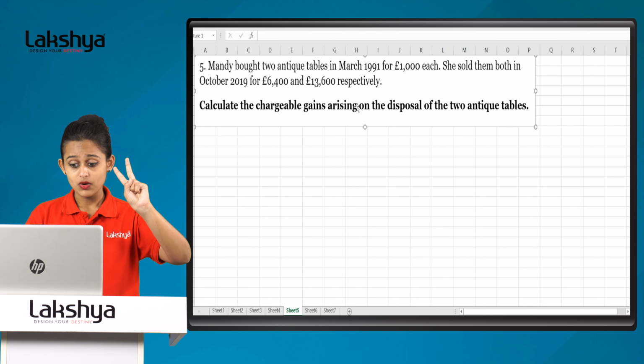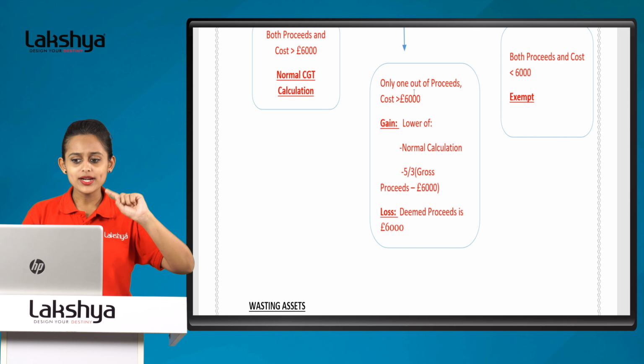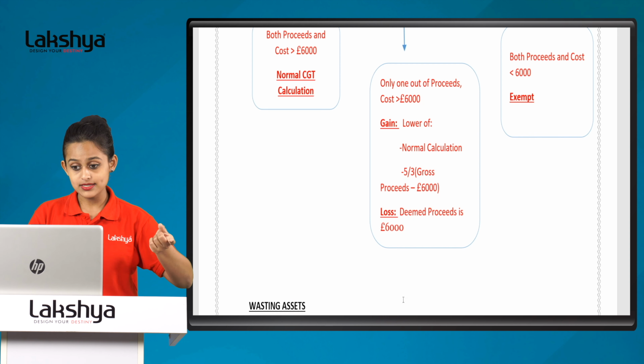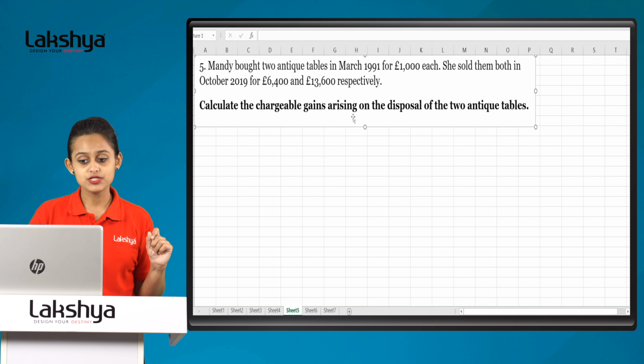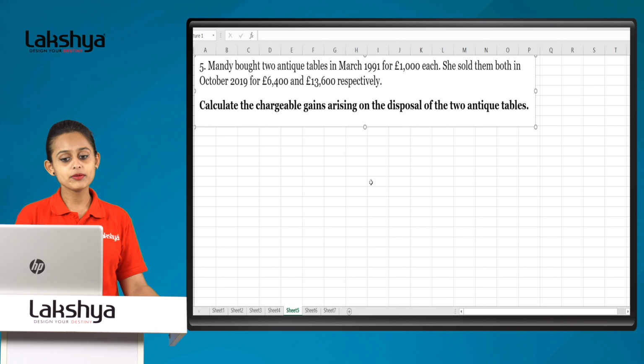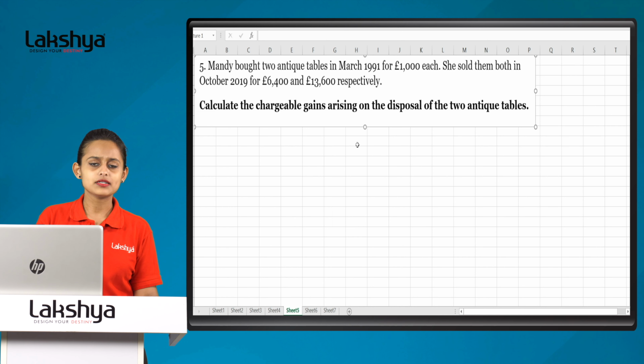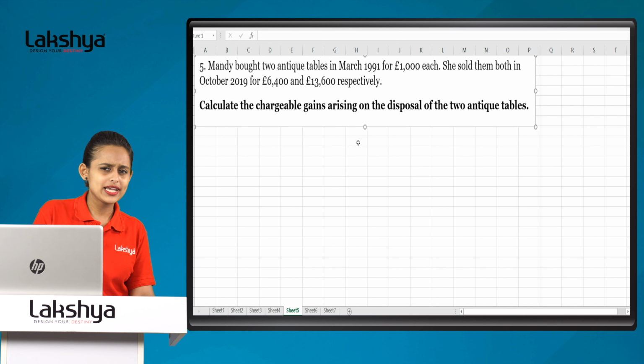It's case 2. Why? Because only one out of proceeds and cost is greater than 6,000. Therefore, that's what I'm showing you here. She sold them both for 6,400 and 13,600. So basically this is case 2. Once you identify it's case 2, you have to check if it's a gain or a loss. Is it a gain or loss?